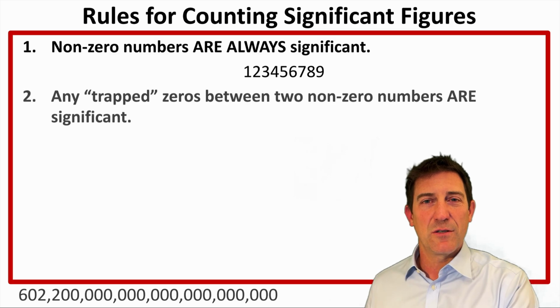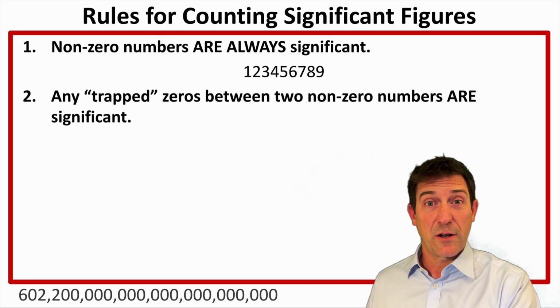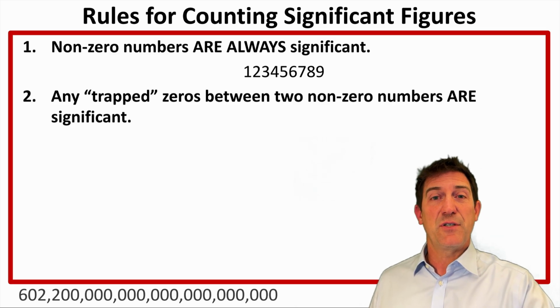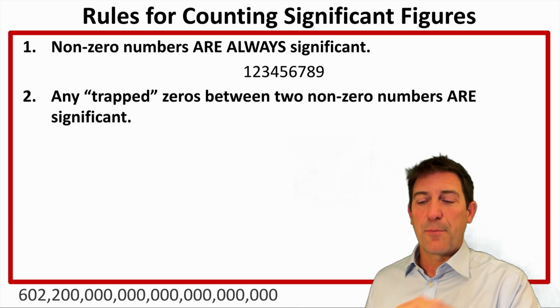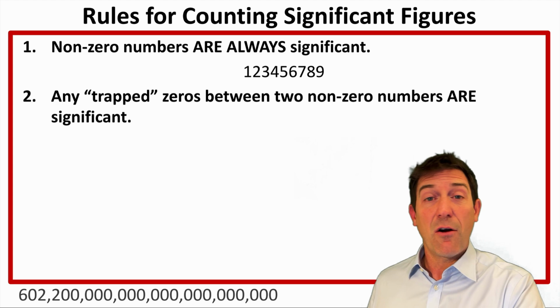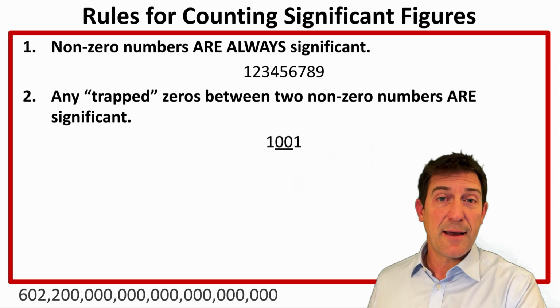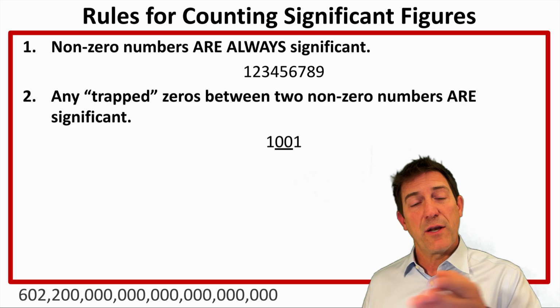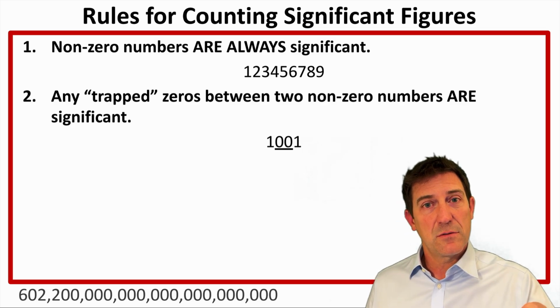Zeros are the tricky ones, which means we have 3 rules that are going to come up on this slide just to deal with zeros. The first one is trapped zeros are any zeros that are between non-zero numbers, and they are always significant. Here's an example. The number 1001 has 2 zeros trapped between 2 non-zero numbers. So both of those are significant digits.